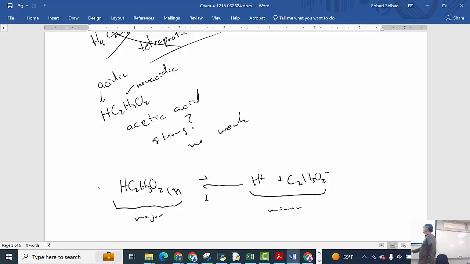Does the major species conduct electricity? No. What's missing for the major species to conduct electricity? Charge. There's no charge. Does the minor species conduct electricity? Yes. But it doesn't conduct very well because of the amount. Okay, so let's take a look at acetic acid. You see that? Not as white light as HCl and H2SO4, but not bad.